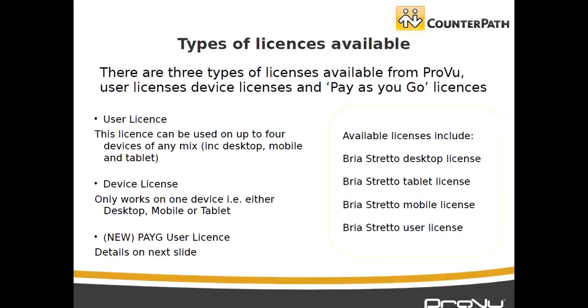There's the device license. This means that you can only log in on one device. So if you bought a mobile license, you can only log in on an iPhone or Android device, and you wouldn't be able to log in on a second mobile device because you've already registered that license to that user, if that makes sense. We've got the new pay-as-you-go user license as well, so it's effectively exactly the same as the user license, with just slight differences. It's just a pay-as-you-go model. We will explain about that on the next slide.